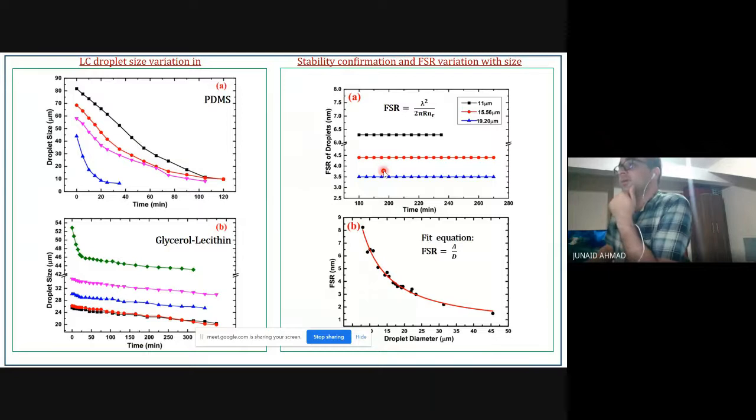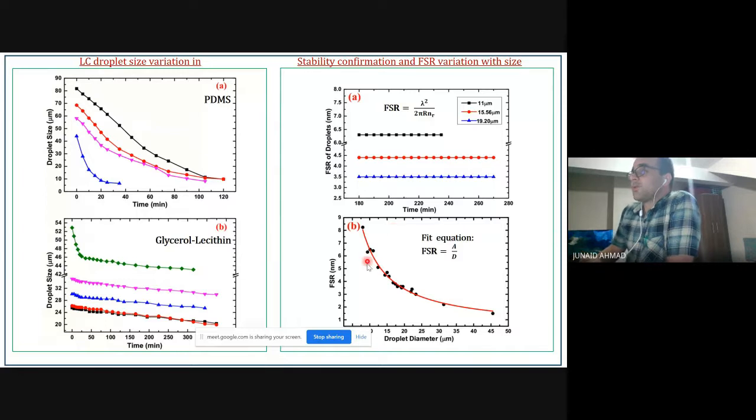To again confirm the stability in case of Cytop, we measured the free spectral range, and we found that the free spectral range remains constant for longer time. This means that there's no change in the refractive index because we are not changing any temperature or any field, and so there is no change in radius as well.